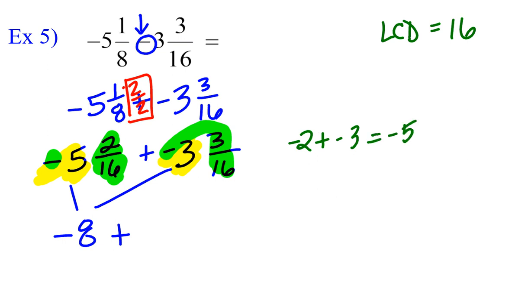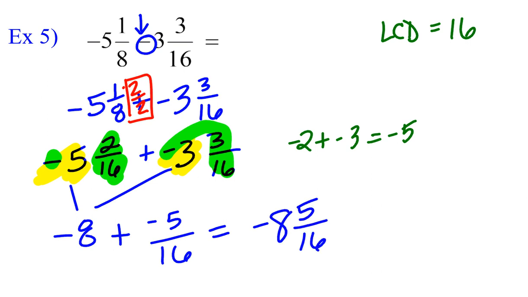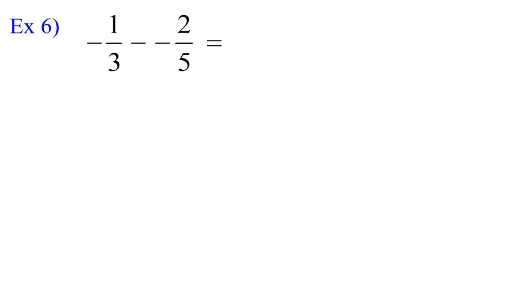So now I'm going to add negative 5 sixteenths with that. If I add a negative 8 and a negative 5 sixteenths, I get together negative 8 and 5 sixteenths. So hopefully you see how that comes together a little bit. Let's take a look at a couple more and then we'll be done.